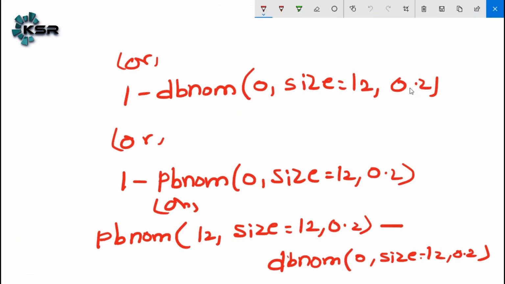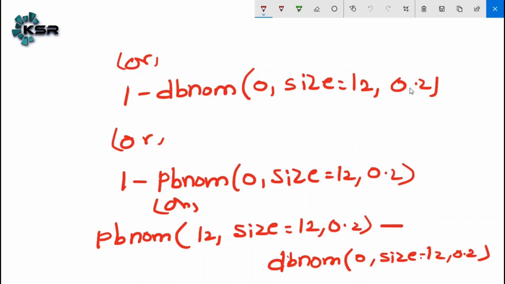Koti, actually here we didn't give the Q value, right? So based on the P value, will it be taken automatically? Yes, P plus Q will be equal to 1. The probability of success plus the probability of failure should be equal to 1. Based on the probability of success only, it will consider the Q value also.